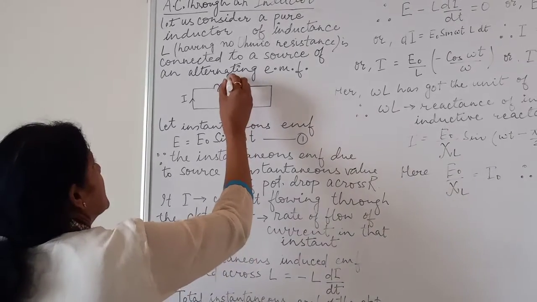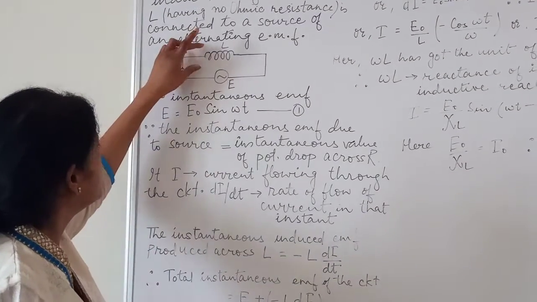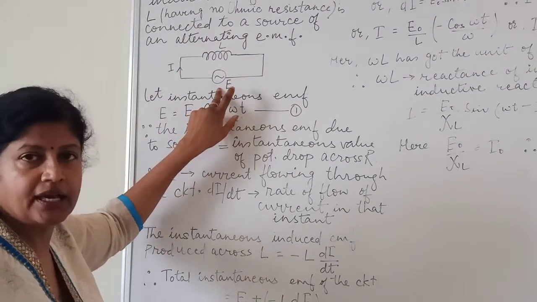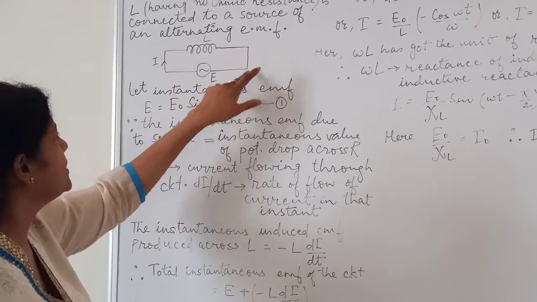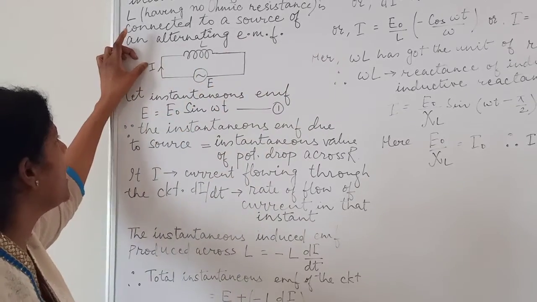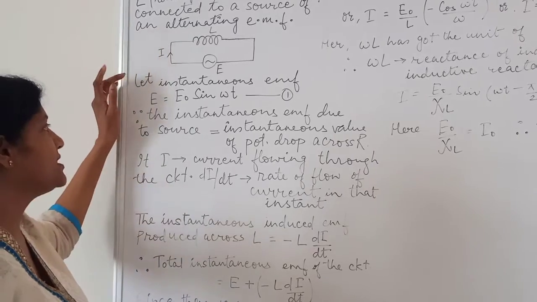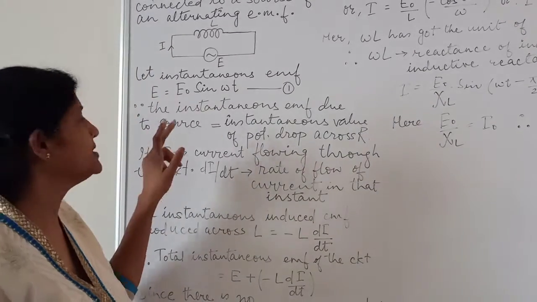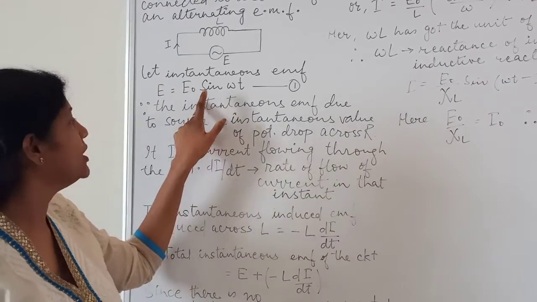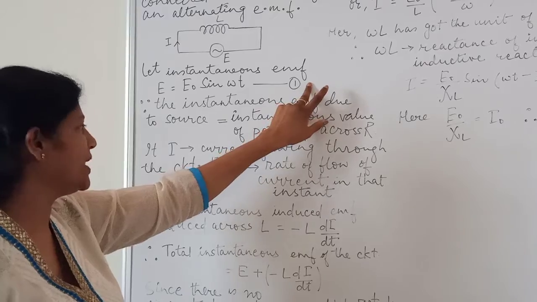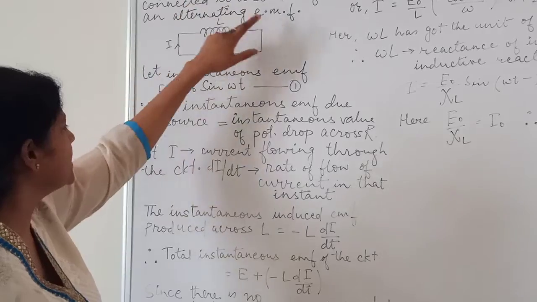This is having inductance L, connected to the alternating EMF power supply, and when we complete the circuit, current I flows throughout the circuit. Now we know that instantaneous EMF is E is equal to E naught sine omega t. Put it as equation number 1.